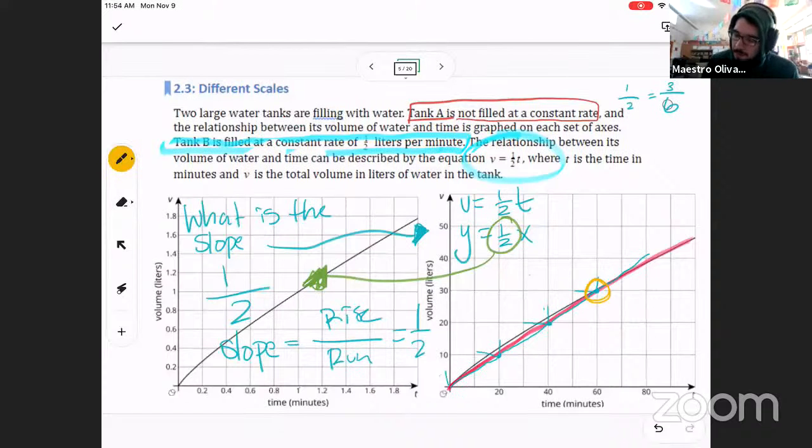Who feels confident? Maybe somebody aside from Kelvin, Diana, and Ashley. Who feels confident to tell me how many minutes right here and how many liters of water at this point right here? Thank you, Diana. Wait, no, I said not Diana. Somebody different. I'm waiting for somebody else.